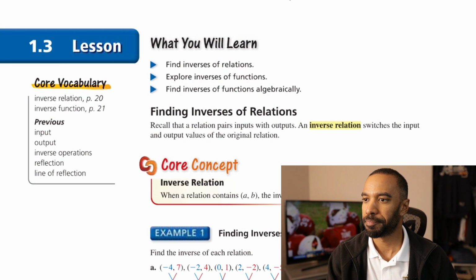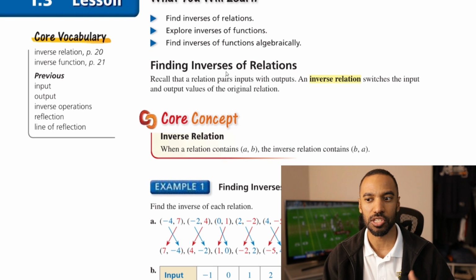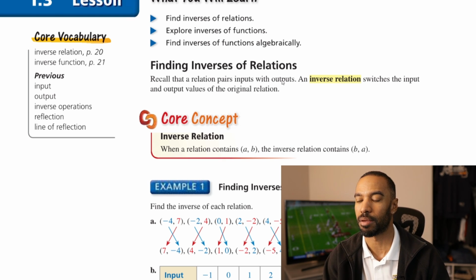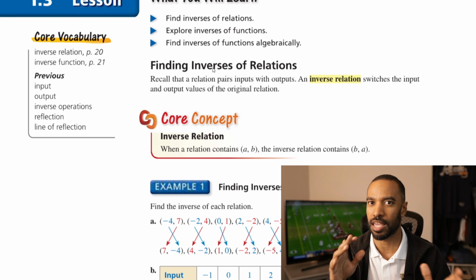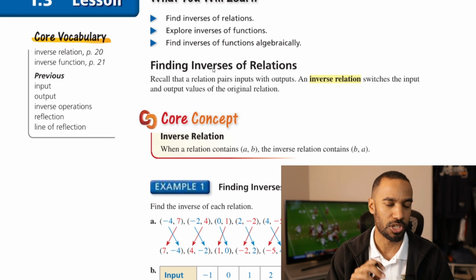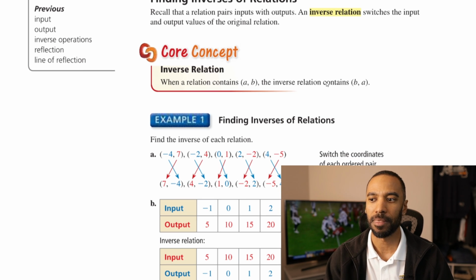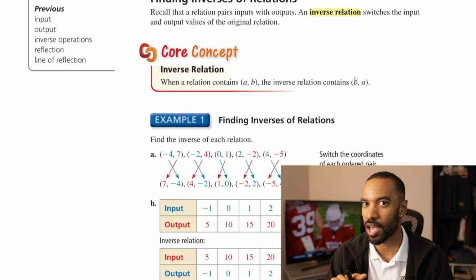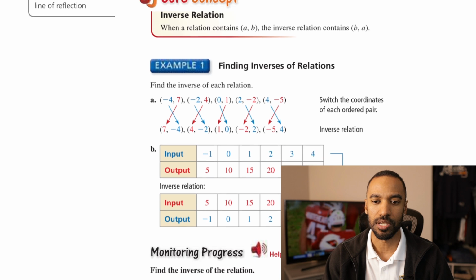So, a relation pairs inputs with outputs, a set of points. It has an x comma y, so there's an ordered pair with it. An inverse relation switches the input and the output. As I said, inputs and outputs are inverses of each other. x takes y's place and y takes x's place. Or as they say it, with a point a comma b, the inverse is b comma a. They switch places. They don't change signs. 2 comma 3 becomes 3 comma 2. Or you can see these examples right here.